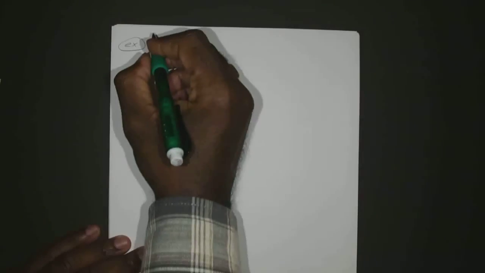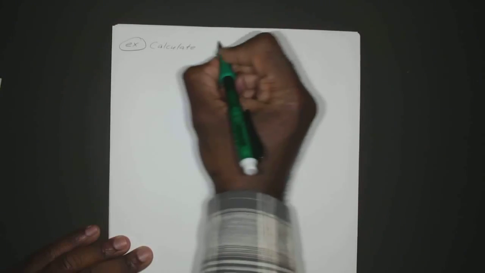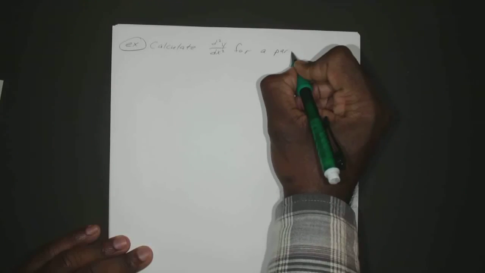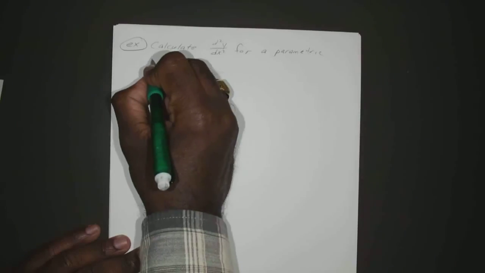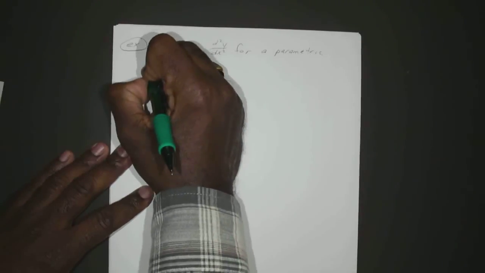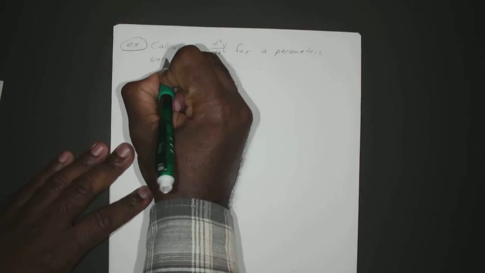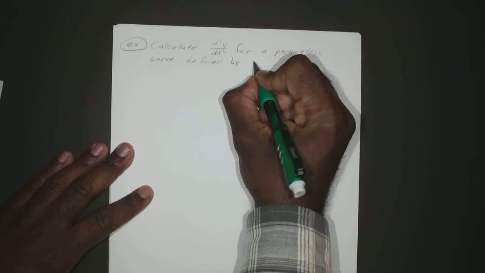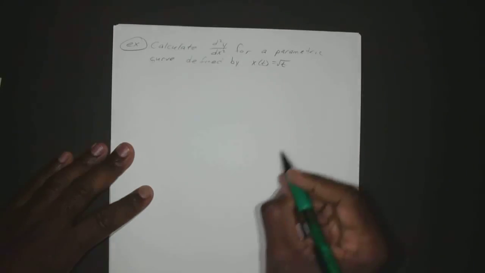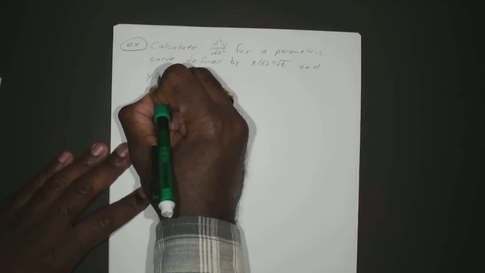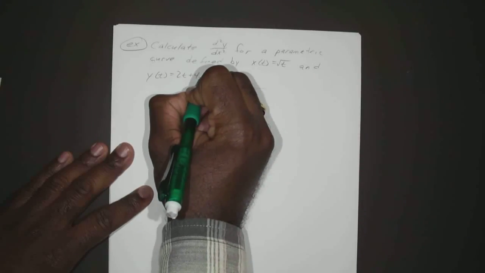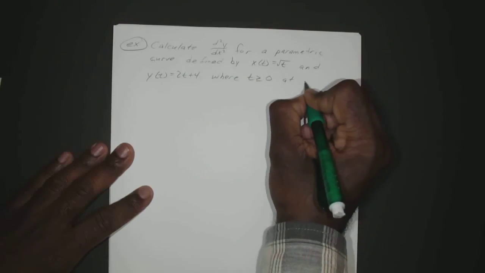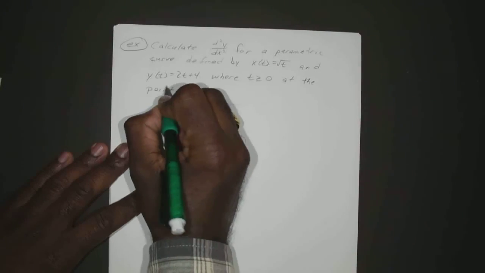Okay, so let's say we want to calculate the second derivative for a parametric curve defined by x of t equals square root of t, and y of t equals 2t plus 4, where t is greater than or equal to 0, at the point t equals 1.